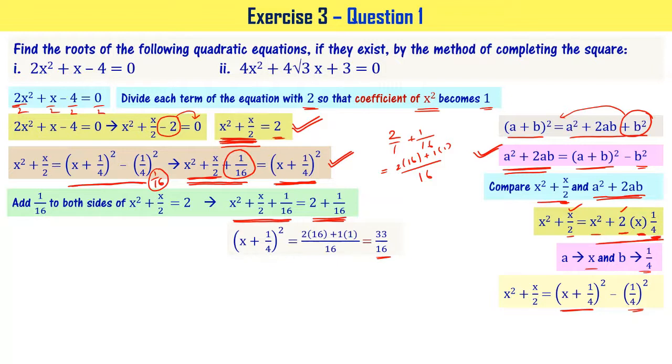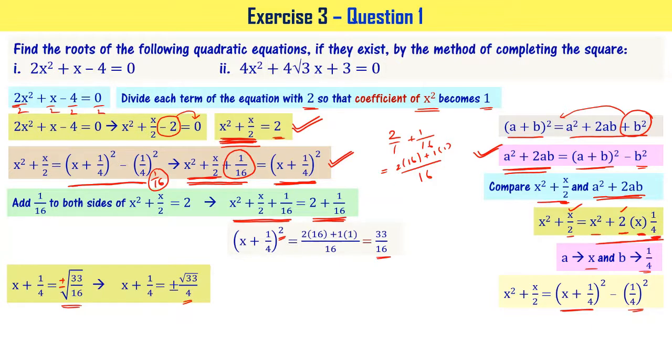Now if I drop this square, then what happens? x plus 1 by 4 is going to be equal to the square root of 33 divided by 16, right? I can write the square root separately to the numerator and denominator. In that case, it becomes square root of 33 divided by square root of 16, right? Square root of 16 is 4. That's what I have written here. x plus 1 by 4 equal to plus or minus square root of 33 divided by 4, right?